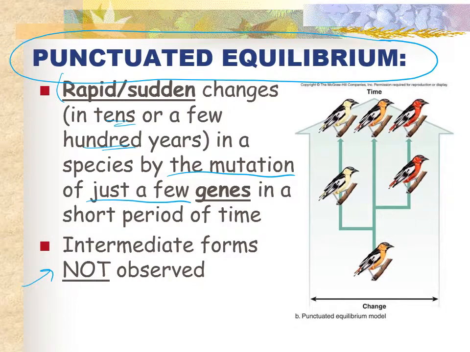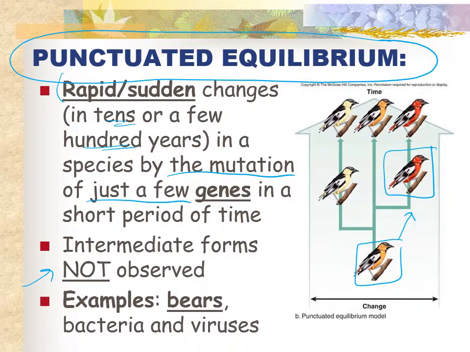Here you can see this in the diagram with the birds. If we start with this medium yellow bird, and just a few genes change and a new species forms that's all red, there was no in-between bird between those two stages. And relatively few genes changed. It's not like the bird grew an extra leg or completely changed the shape of its beak, but enough to create a new species. So bears are another example. We'll see more about this in a second. And bacteria and viruses do this all the time.